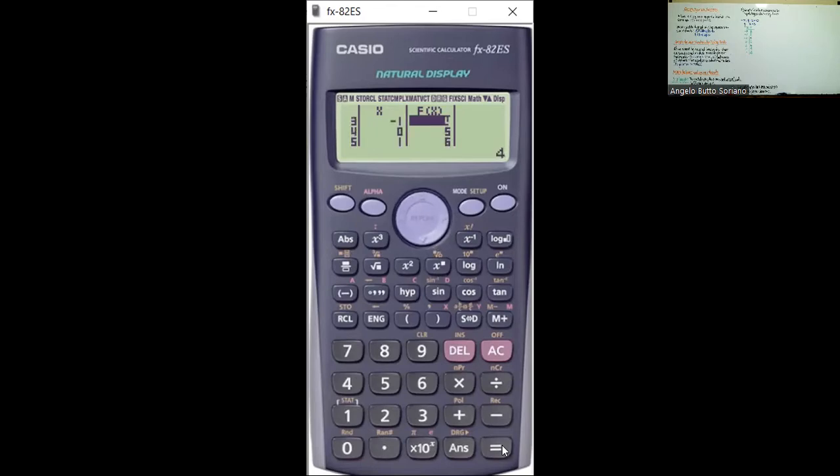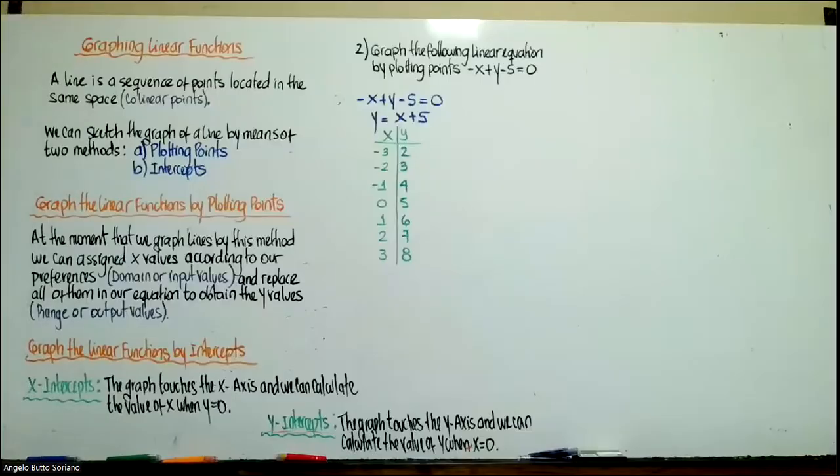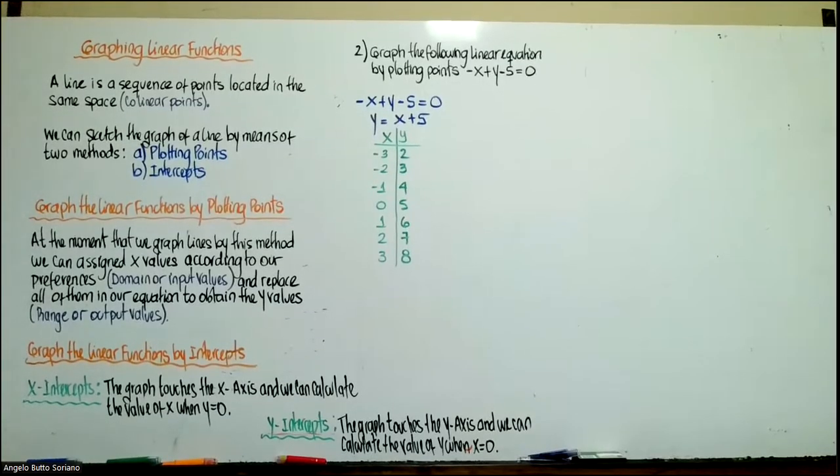We're increasing by 1. Now, once you complete the table of values and you really want to reset your calculator, it's simple. The only thing you have to do is push the shift button once and push option number 1 again, and you reset your Casio fx-82ES calculator, okay?